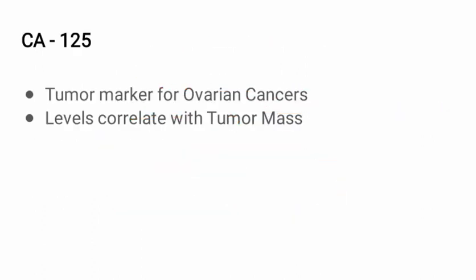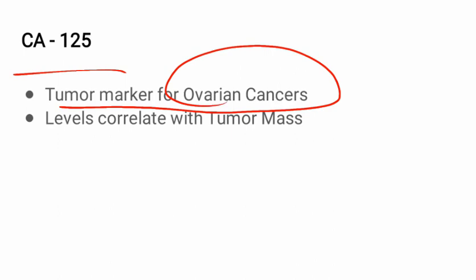Next we will see about CA125. This is a tumor marker for ovarian cancers. The level of the CA125 is directly related to the tumor mass. If this is present in an elevated level, then the tumor mass would be very massive. You can relate these levels to the size of the tumor mass.